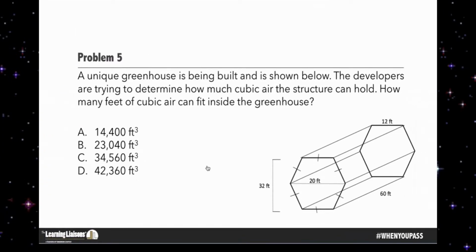All right. A unique greenhouse is being built and is shown below. The developers are trying to determine how much cubic air the structure can hold. How many cubic feet of air can fit inside the greenhouse?